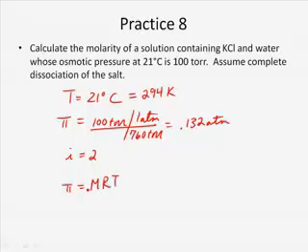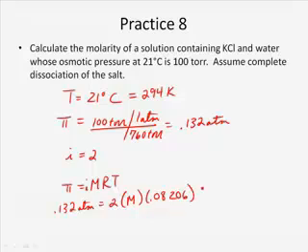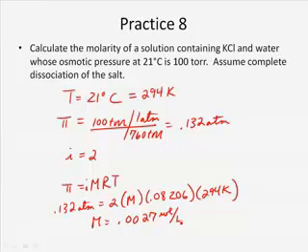and so with the i there, we have 0.132 atmospheres equals 2 times the molarity, which is what we're trying to find, times 0.8206 and 294 Kelvin. So I'm getting a molarity of 0.0027 moles per liter. Okay.